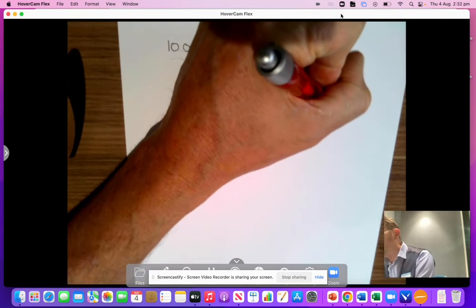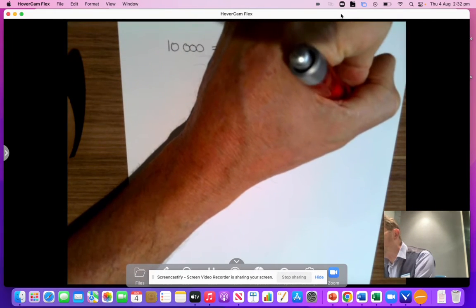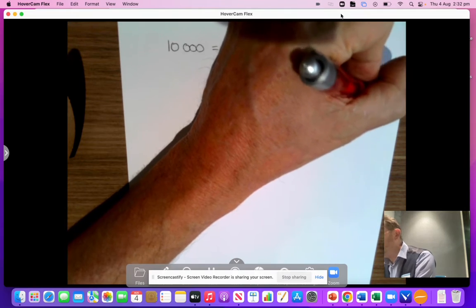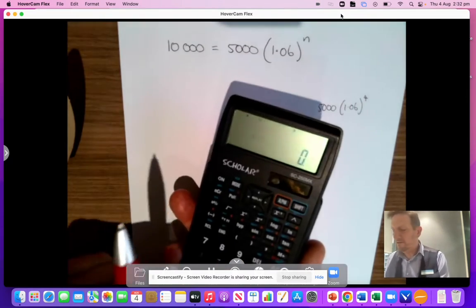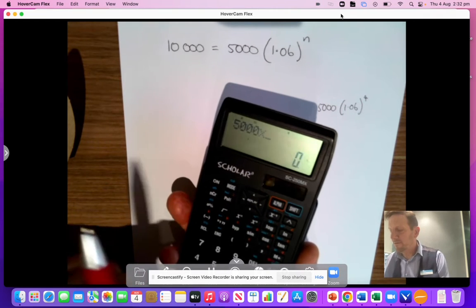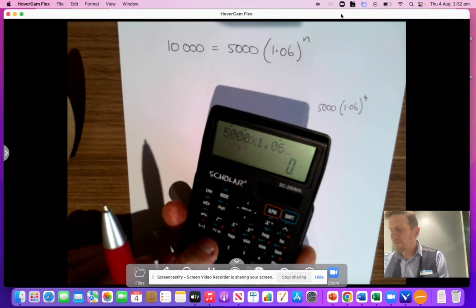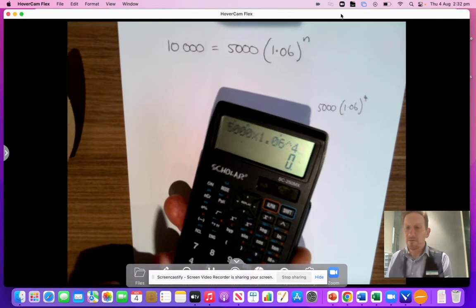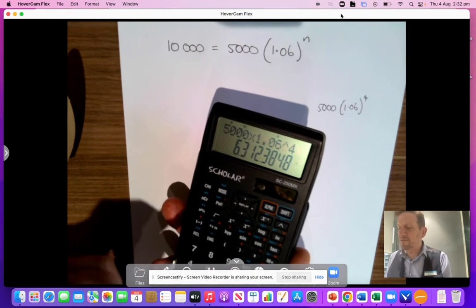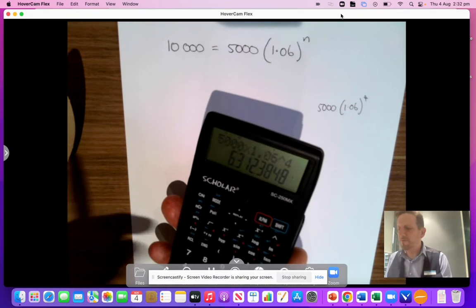We could do 5,000 times 1.06 to the power of, and we could guess, maybe 4. We can do that on a calculator: 5,000 times 1.06 to the power of 4. And what does that give us? It's only 6,000. So we'll need a bigger one.